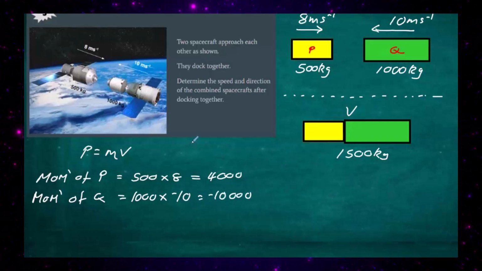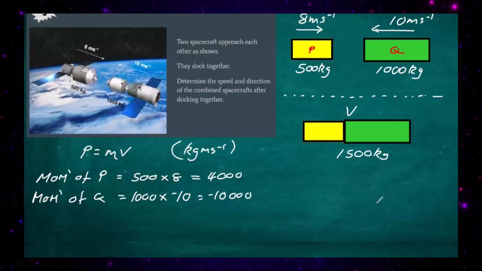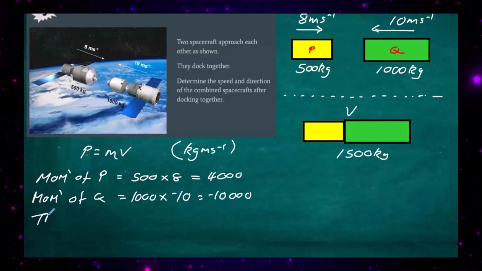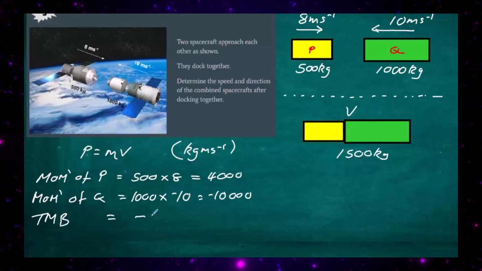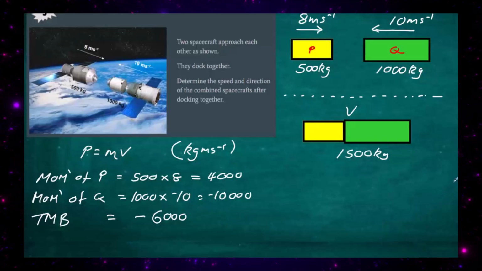Remember, the units of momentum are kilogram meters per second, but I'm just going to leave that out now to make our table look okay. Therefore, the total momentum before the collision is equal to the sum of 4,000 and minus 10,000, which is going to give us minus 6,000 units of momentum.